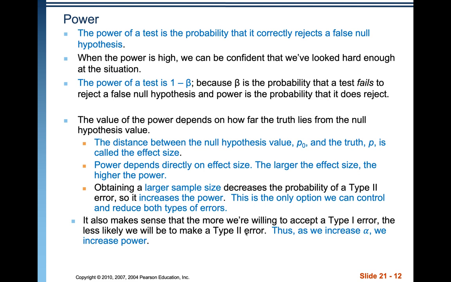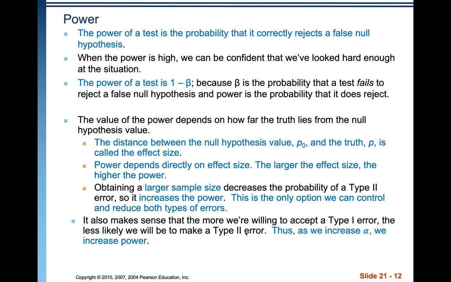Okay, so power is really important. The power of a test is the probability that it correctly rejects a false null hypothesis. When the power is high, we can be confident that we've looked hard enough at this situation. The power of a test is 1 minus beta, because beta is the probability that a test fails to reject a false null hypothesis, and the power is the probability that it does reject the false null hypothesis.